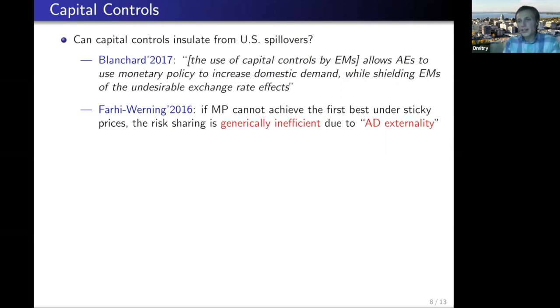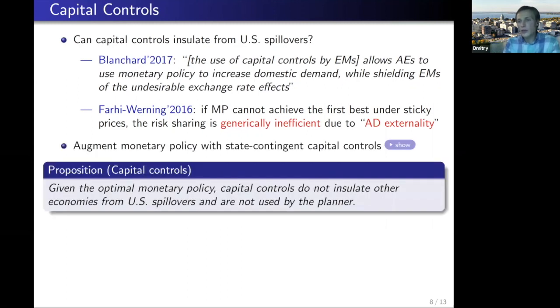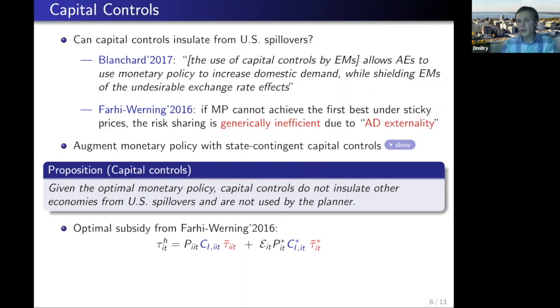So we re-examine this result in our setting. We allow the planner to choose both monetary policy and capital controls. And surprisingly, we find that this result doesn't really hold here. It turns out that the local planner, once it implements the optimal monetary policy, doesn't really want to use any capital controls. So the optimal capital controls are just equal to 0, and the private risk sharing is constrained efficient. We did some mapping between our results and the results from Farhi and Werning, but let me talk about the economic intuition.